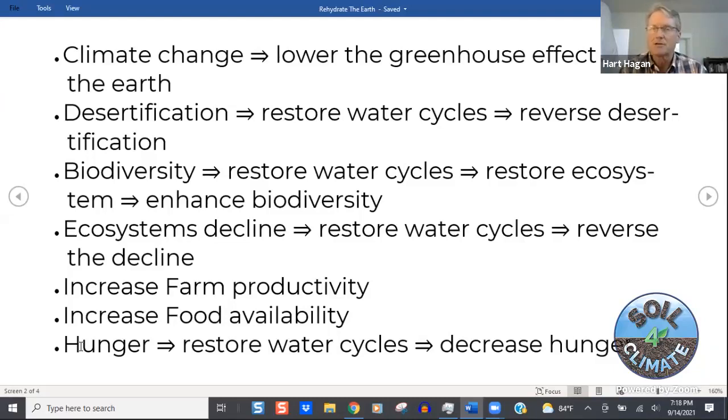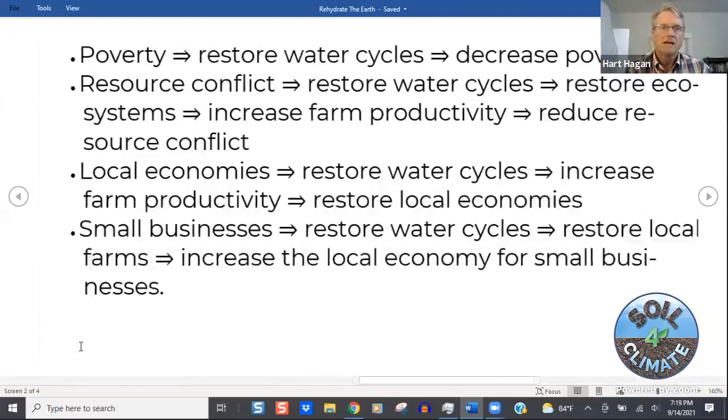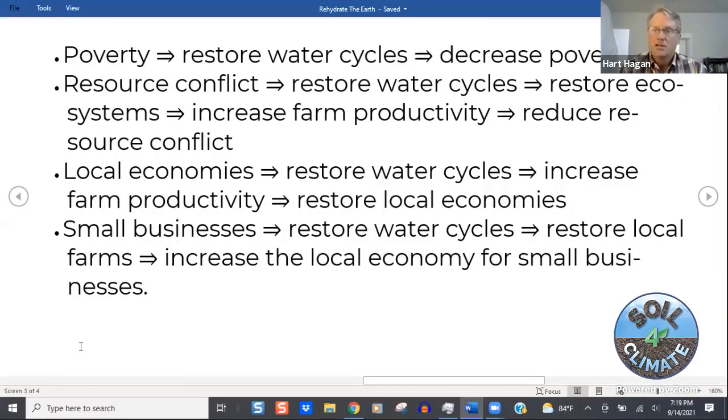That's nonsense. It's a factor, but it's a relatively minor factor. The major factor is land use. How are we using the land? And bad land use causes hunger. And we can reverse that by restoring water cycles and decrease hunger. Next item, poverty. So many people in the world are so poor, and a lot of it is because of empire. But we can change that by increasing the ecosystem function where they are. We can increase ecosystem function by restoring water cycles and thereby decrease poverty.